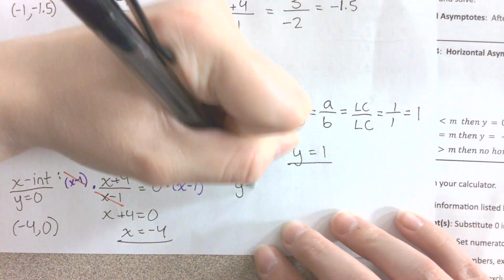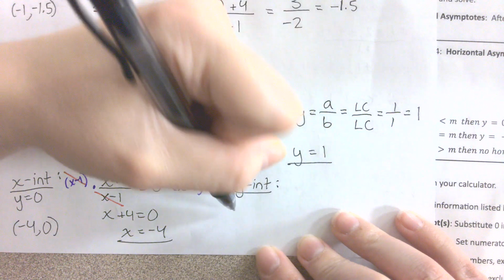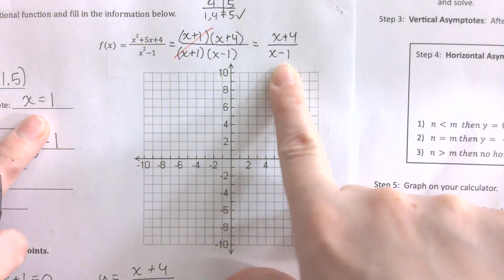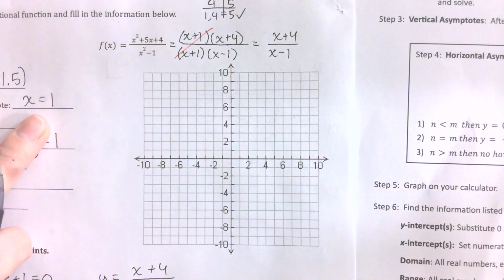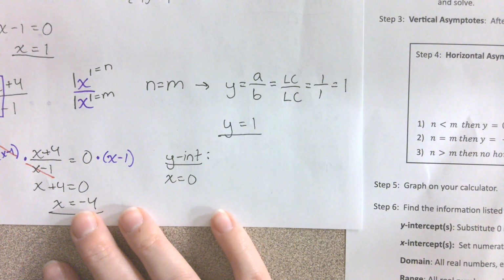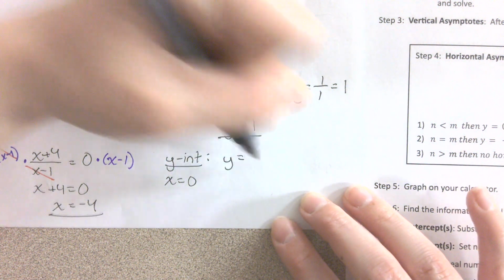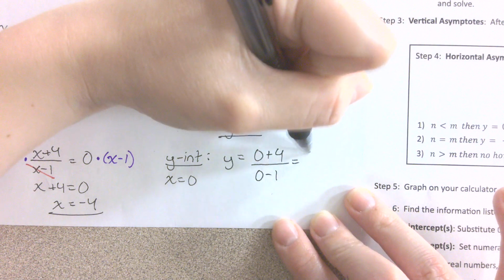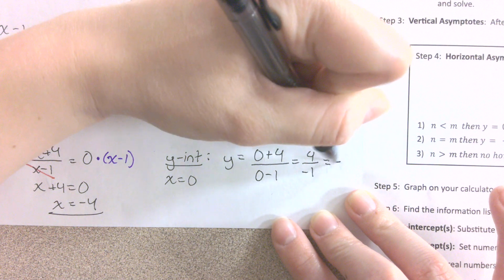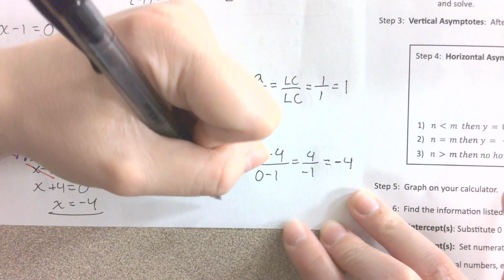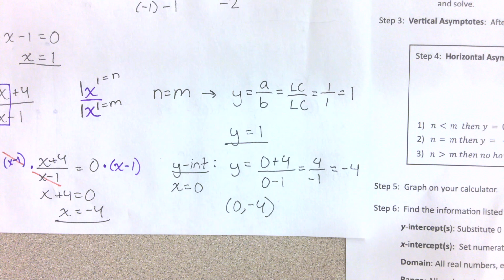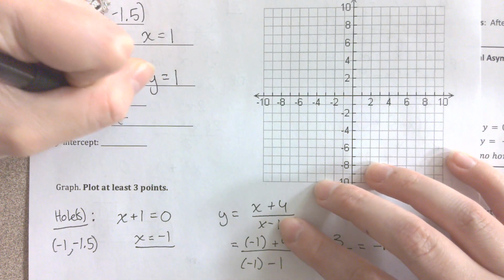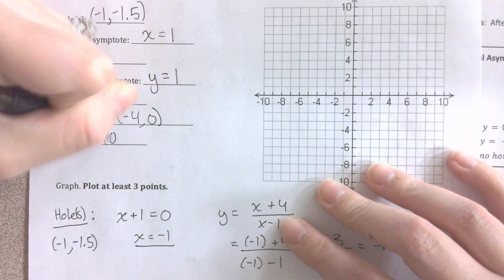Y-intercept, this time x is 0. Reminder, we're plugging this into the factored equation, not the original. So we have y equals 0 plus 4 over 0 minus 1, which is 4 over -1, which is -4. So our point is 0, -4. Going to fill these in above. X-intercept, -4, 0. Y-intercept, 0, -4.